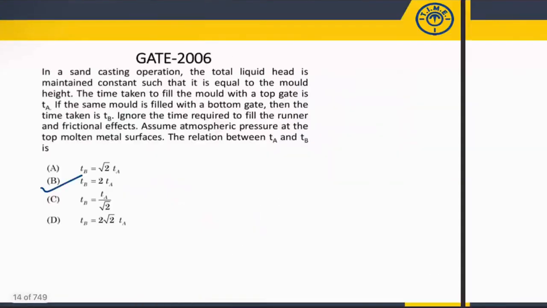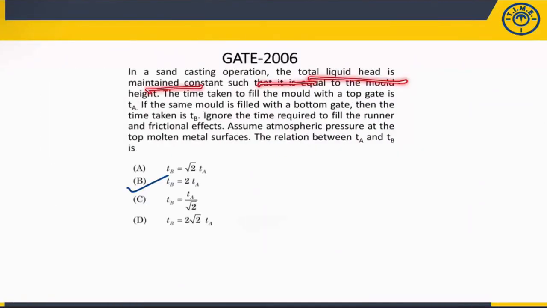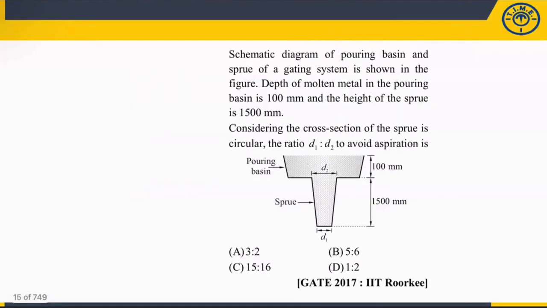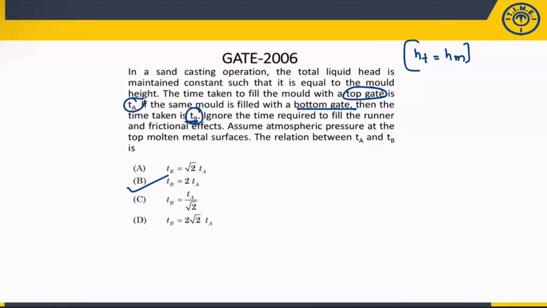In a sand casting operation, the total liquid head is constant, which is equal to mold height. That means ST is equal to HM. They have mentioned clearly. So TB is equal to 2 times TA, because the time required for filling the mold cavity by bottom gate system they are denoting with TB, and for top gate system it is TA. Yes, all of you got the answer. Now see, this is a 2 marks problem.